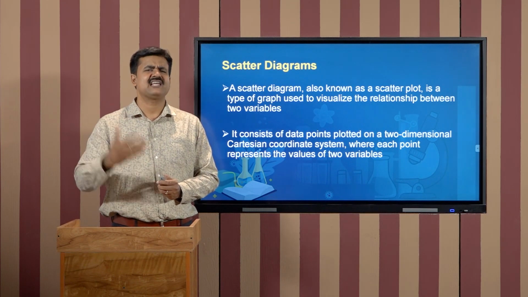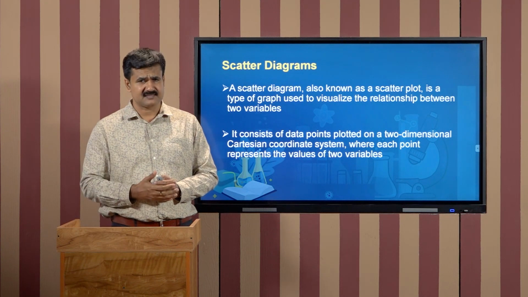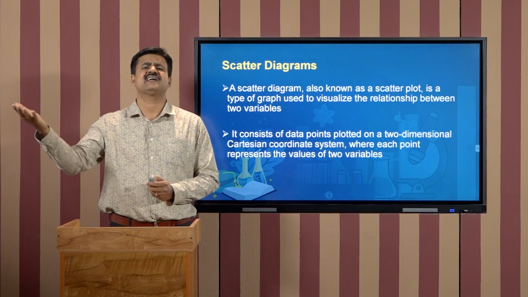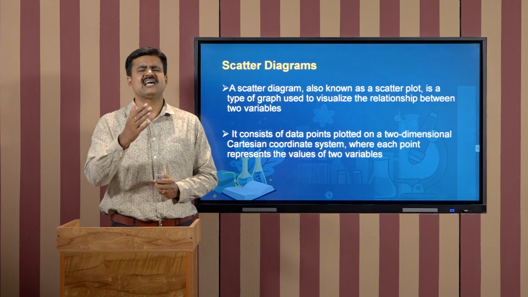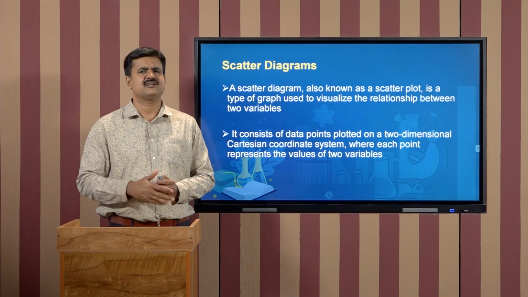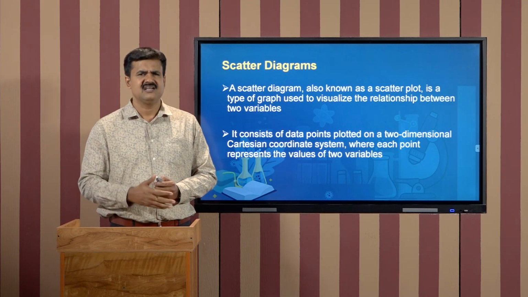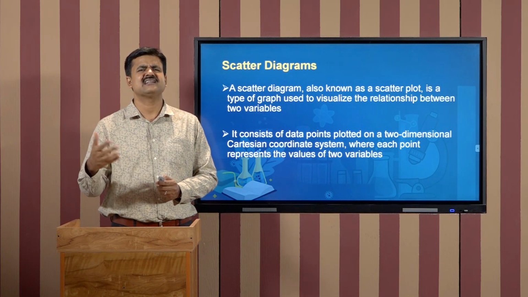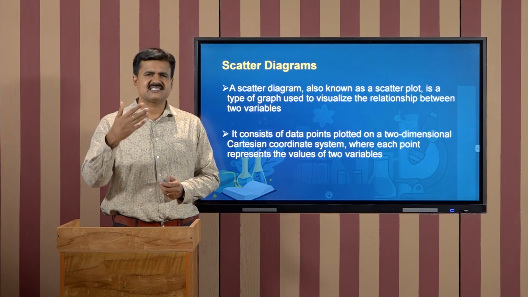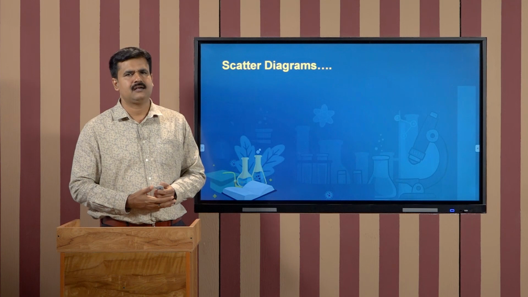Suppose a velocity-time graph, which is very popular in physics. Velocity can be taken along the y direction, time can be taken along the x direction. You will get different types of curves. That type of graph can simply be taken as a scatter diagram. We are discussing the scatter diagram in more detail.